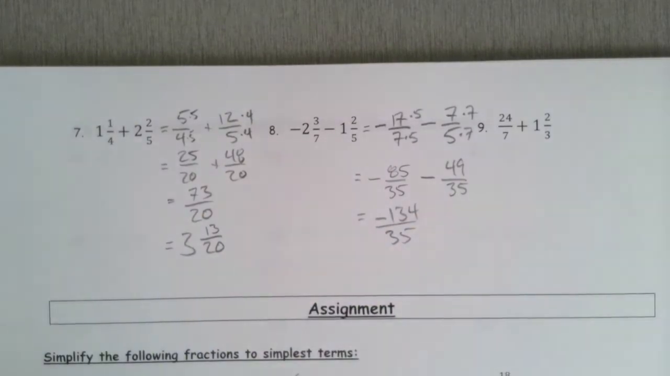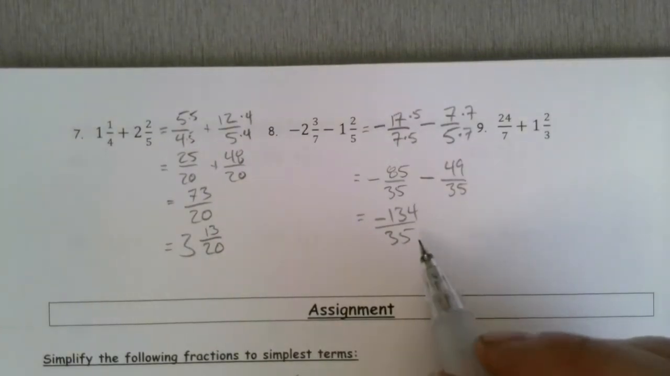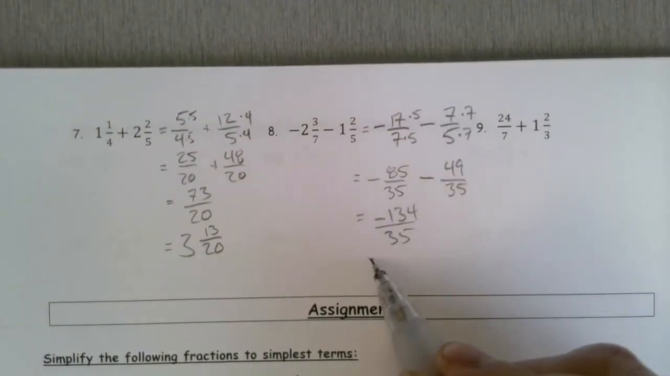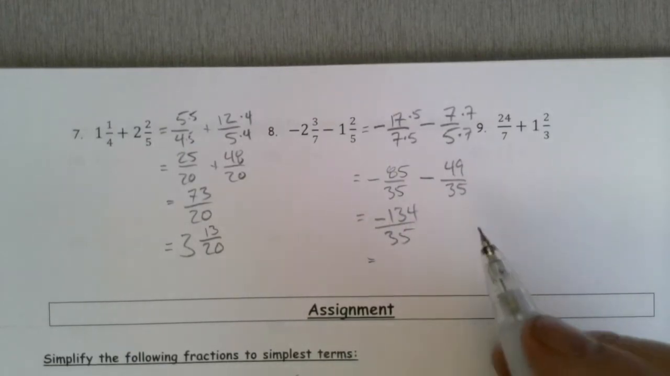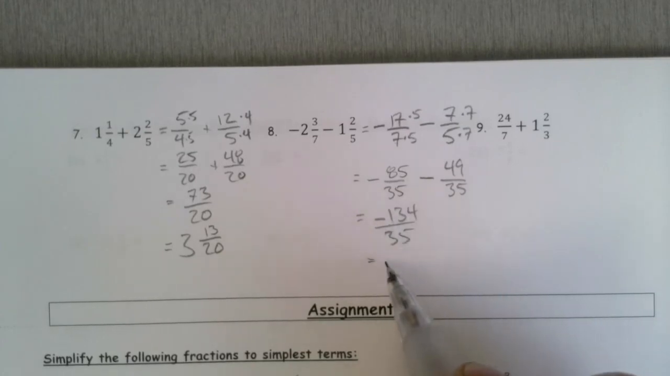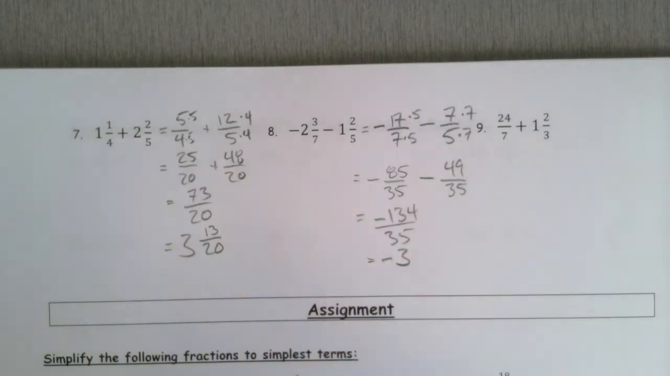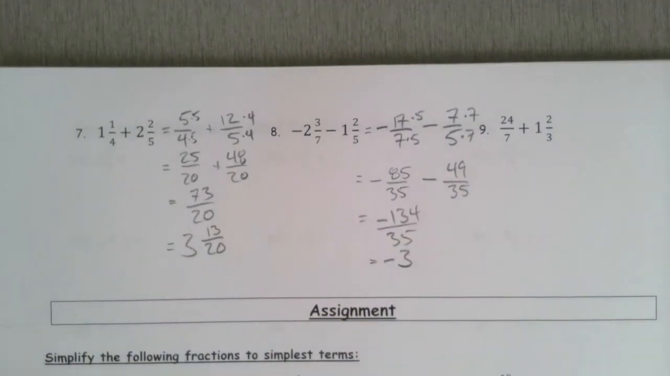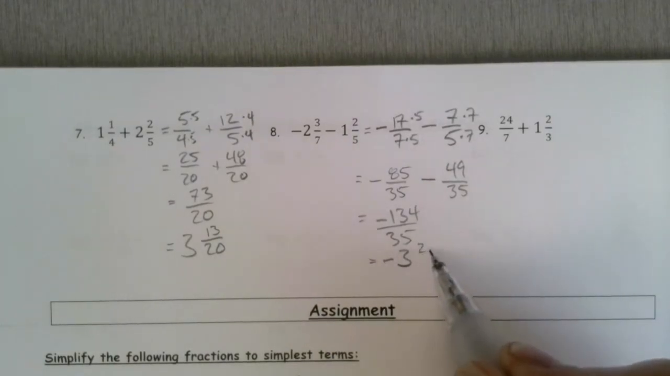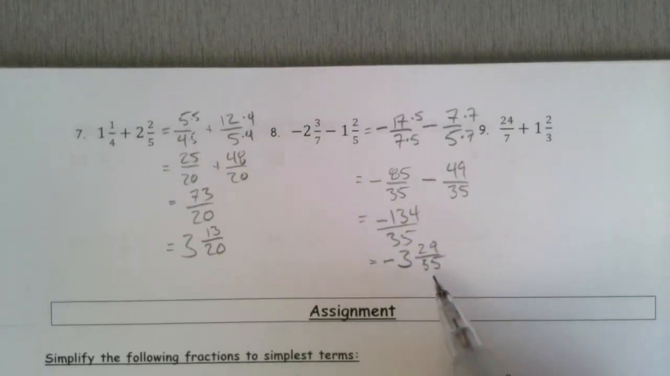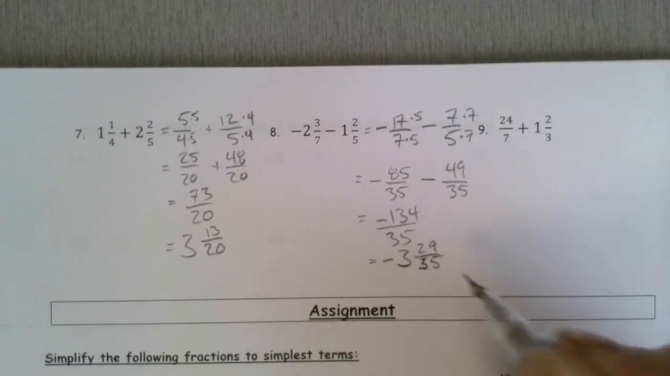Okay. Now, what we're going to do is we're going to convert that. Now, how many times can we divide that? How many times can we grab 35 objects out of 134? Well, I believe the answer is going to be 3. Now, because of that, the negative is going to sit out front there, and we're going to have 3 out front there. So now 3 times 35 is 105, which leaves us with 29 left over as my remainder. So negative 3 and 29 35ths.